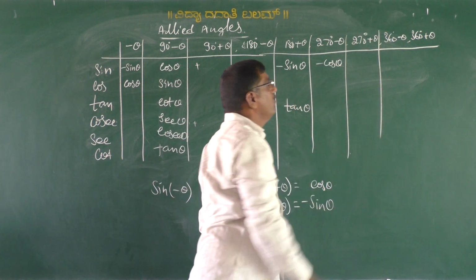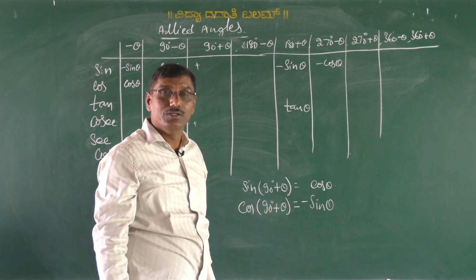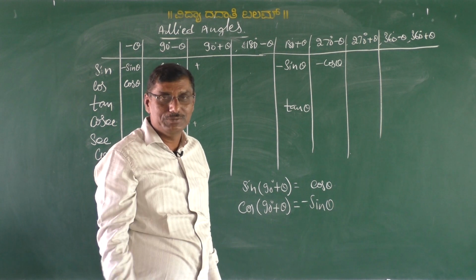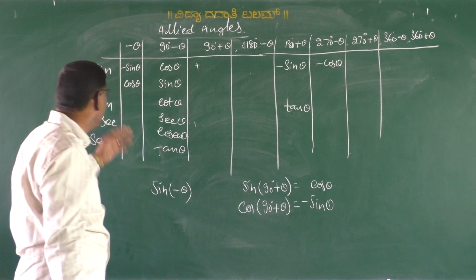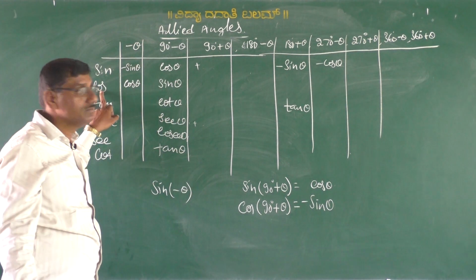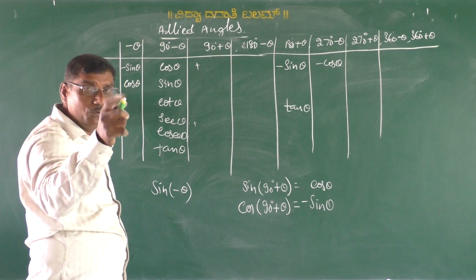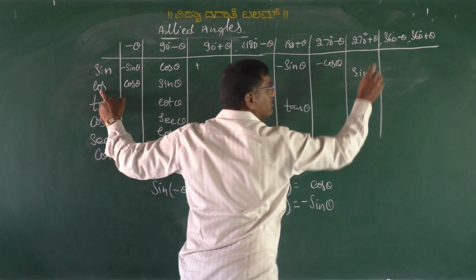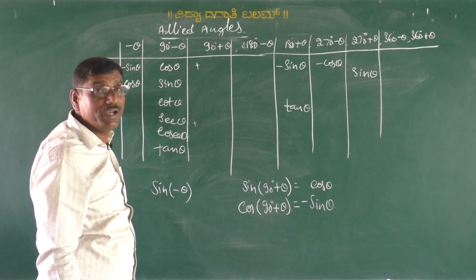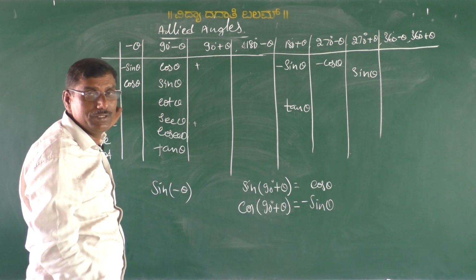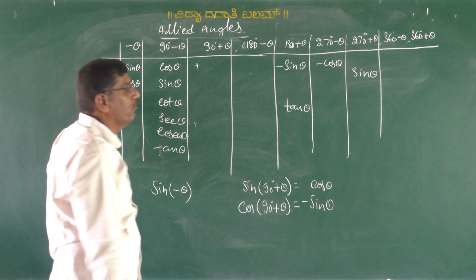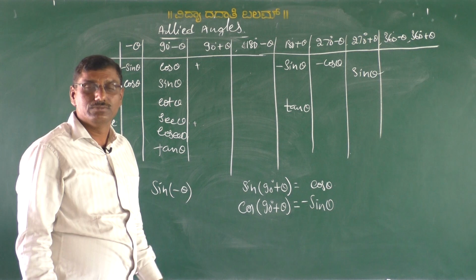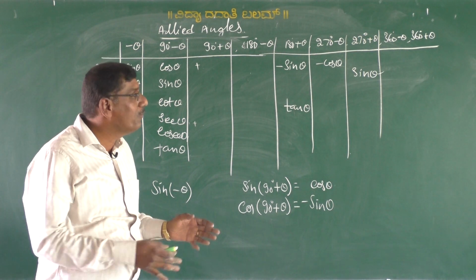270 plus theta, which quadrant? Fourth quadrant. For example, cos of 270 plus theta: for the co-ratio we write sine theta. But 270 plus theta is in which quadrant? Fourth quadrant. In the fourth quadrant, cos is positive, so we get sine theta. Yes, we have to do it like this.